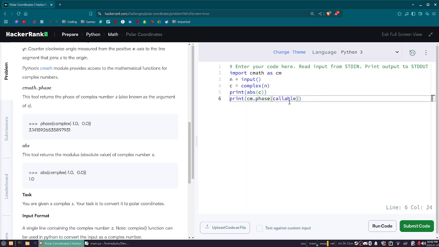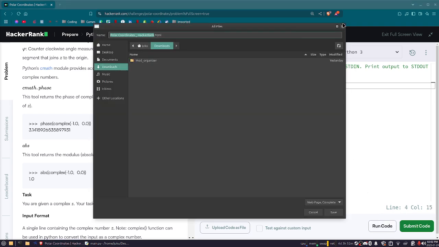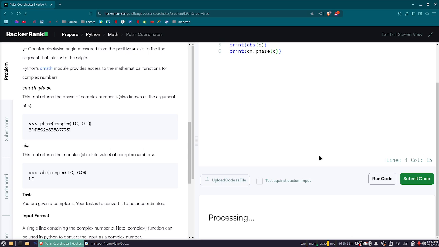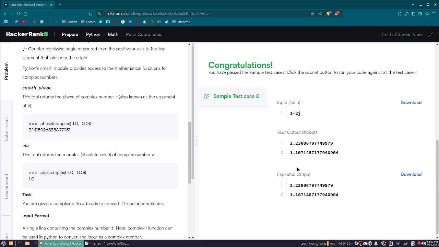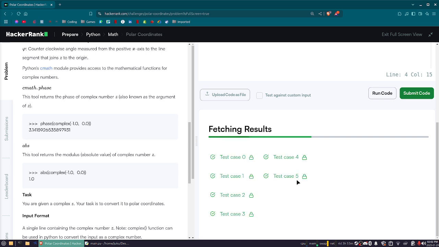We can type in c as well, not callable, just c. Didn't mean to do that. So we'll go ahead and run this, and we got that correct. And if we submit that, look at that, we got all of our tests passed.